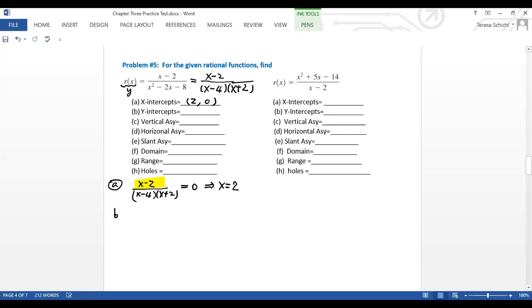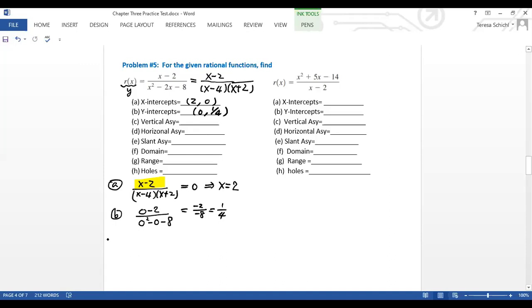Now part B, what is the y-intercept? The y-intercept is x equal to 0, right? So you substitute x with 0: 0 minus 2 over 0 squared minus 0 minus 8. So we have negative 2 over negative 8, which is 1/4. So the y-intercept is (0, 1/4).